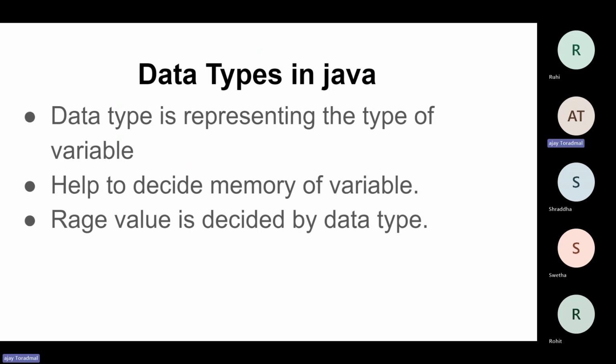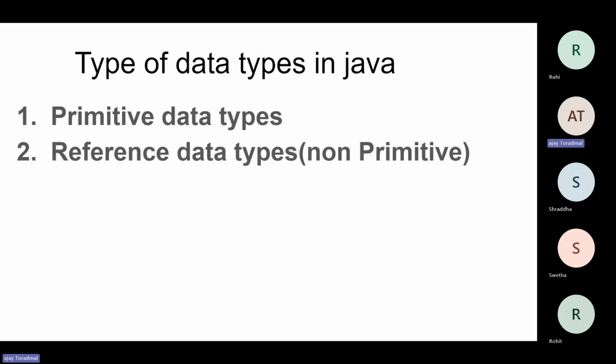The data type is used to represent the type of variable. Now this data type again has its own types. There are two major types available in data types. The first one is the primitive data type, and the second one is the non-primitive or reference data type.